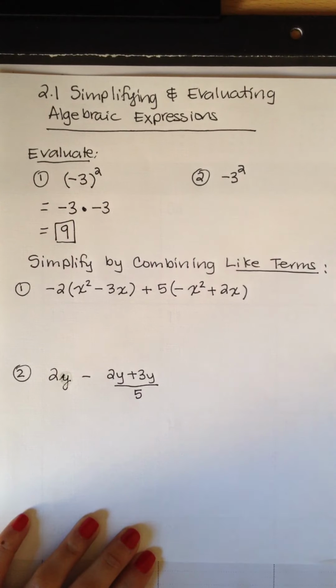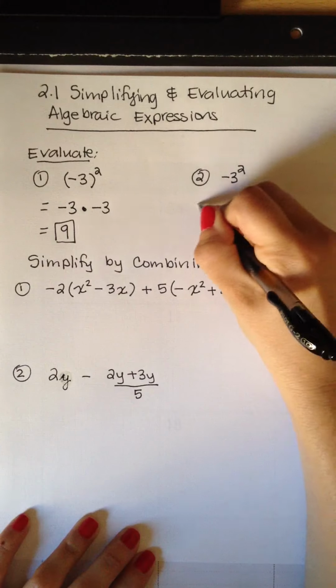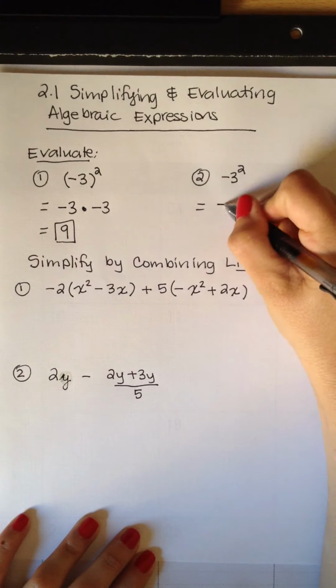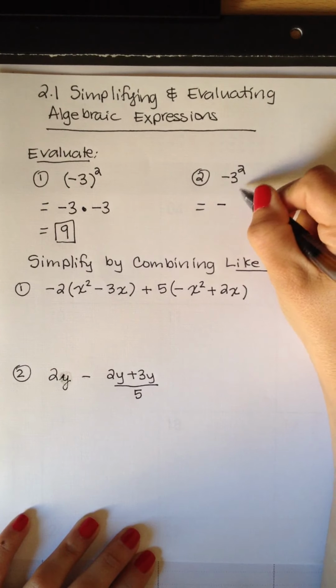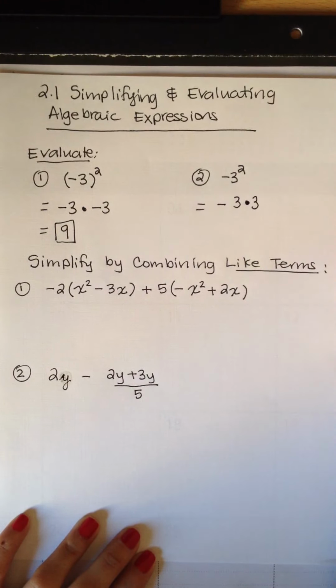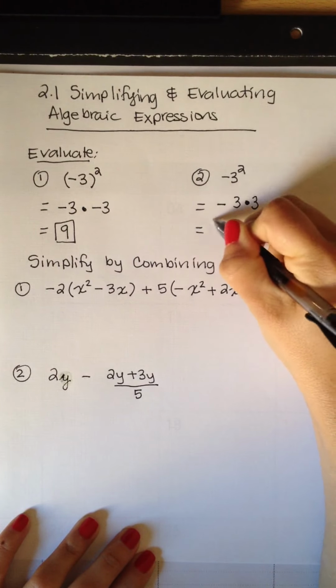However, for the second example, since we don't have parentheses, the exponent 2 just applies to the 3, which means that the negative that's in front carries down, and 3 squared would just be 3 times 3, and in this case, our answer would be -9.